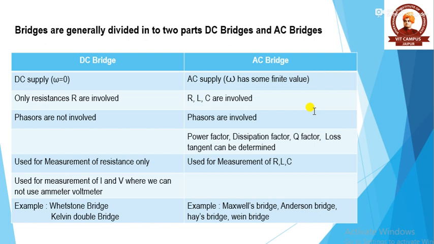AC bridge has an AC supply. RLC can be measured, and phasors are involved. Power factor, dissipation factor, Q factor, and loss factor can be measured. It is used for measuring RLC. Basic examples are Maxwell bridge, Anderson bridge, Hay bridge, and Wien bridge.